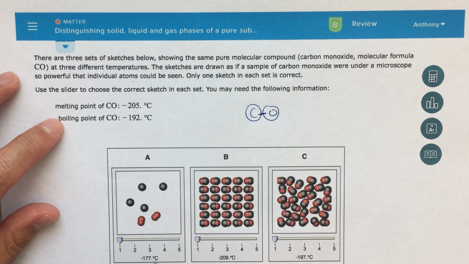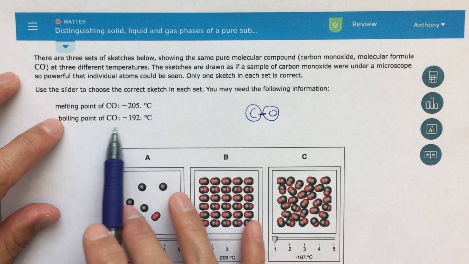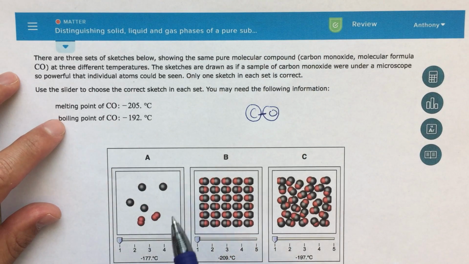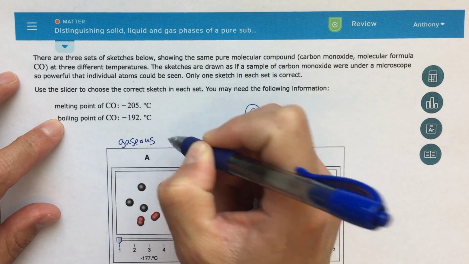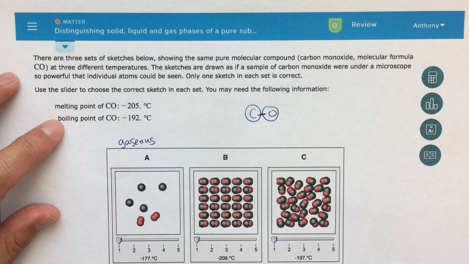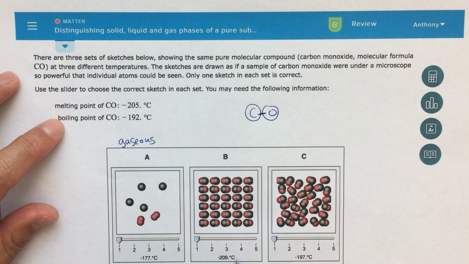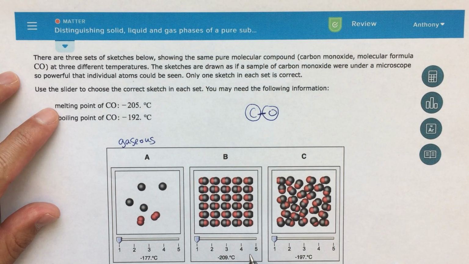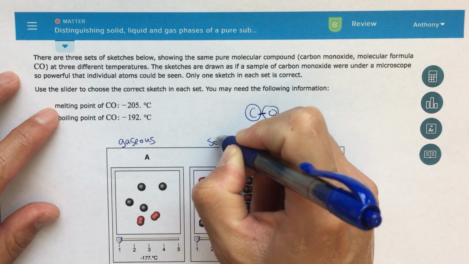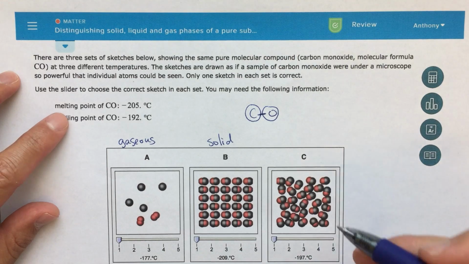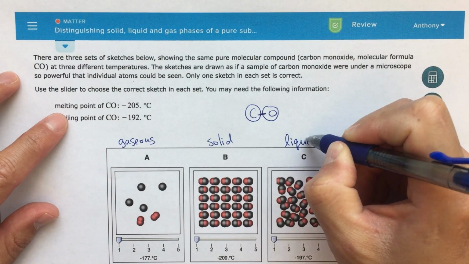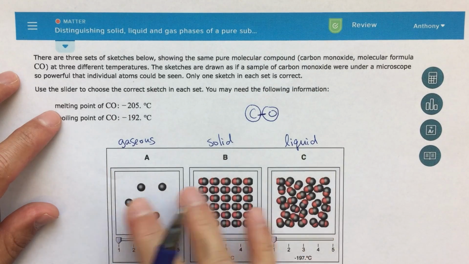Minus 177 degrees Celsius, although that is a very low temperature, it's above the boiling point of CO. So in A, we should be looking for a picture that is gaseous CO, in the gas phase. B, minus 209 degrees Celsius, I would expect a solid under these conditions, right? It's below the melting point, so it should be frozen. And then minus 197 degrees Celsius is in between the two temperatures, and as you might expect, that should be a liquid. So that is what we're looking for in our pictures.